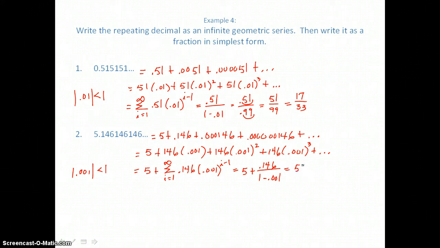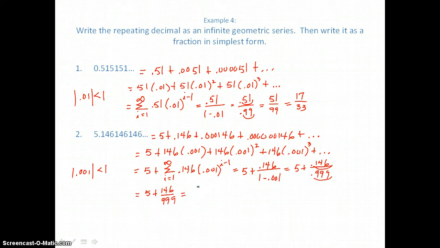So that's 5 plus 0.146 over 0.999. And I want to get rid of those decimals again by multiplying top and bottom of this fraction by 1,000. So I have 5 plus 146 over 999. And now I need a common denominator so that I can combine these two terms.